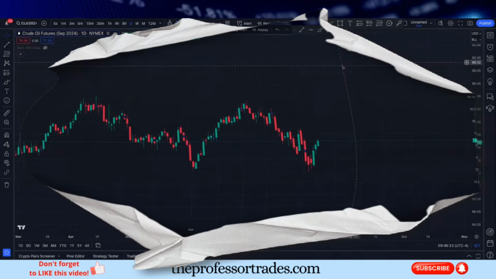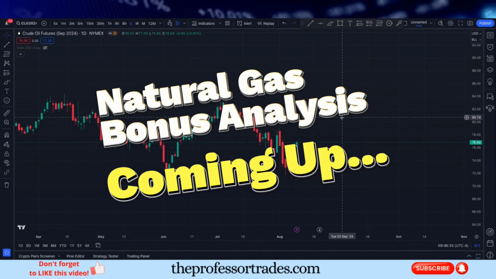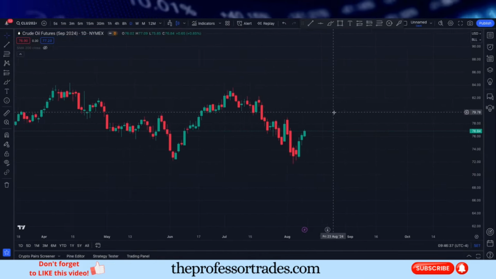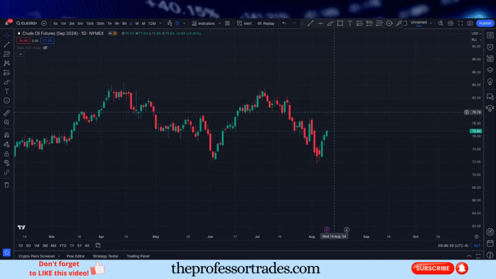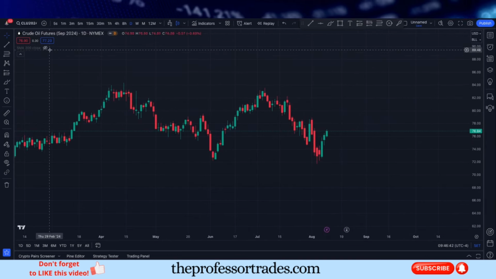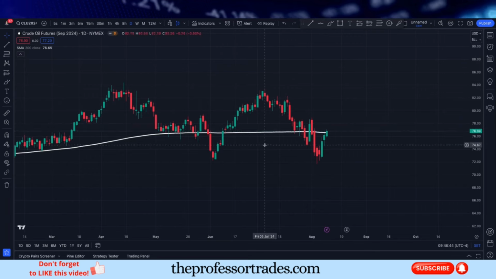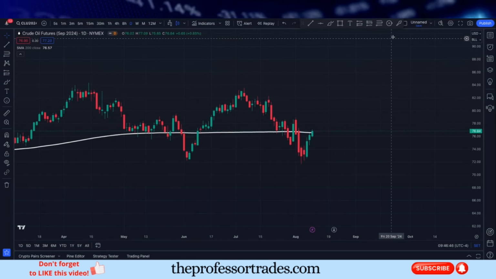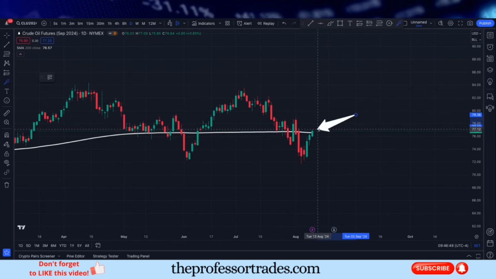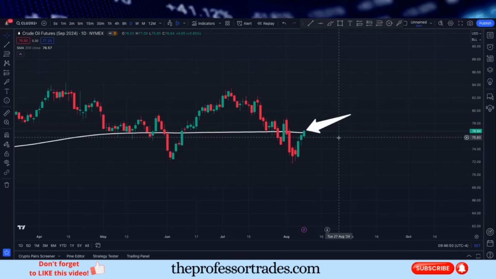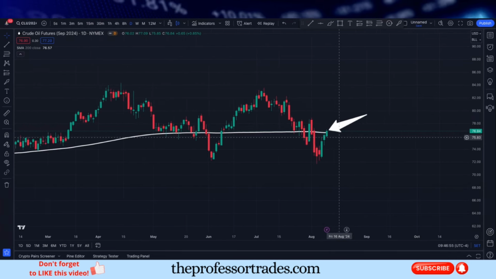Okay, so I'm going to close up this chart right in here. Let's go ahead and get into the analysis. Now, an interesting point here, I went ahead and put in the 200-day moving average. So keep in mind that we are on the daily chart. Okay, and on Friday, we just barely closed above the 200-day moving average.